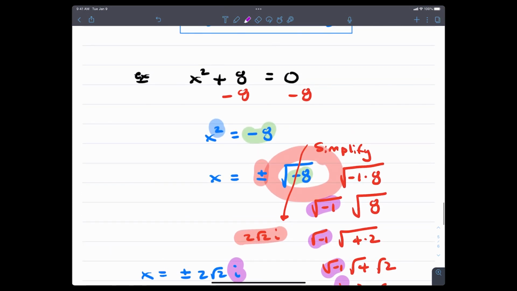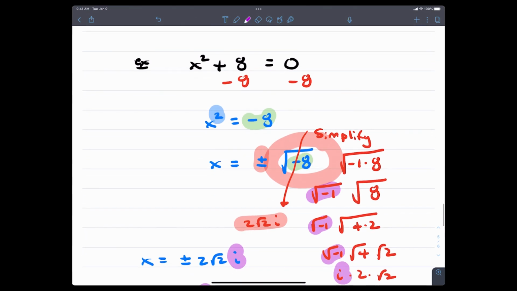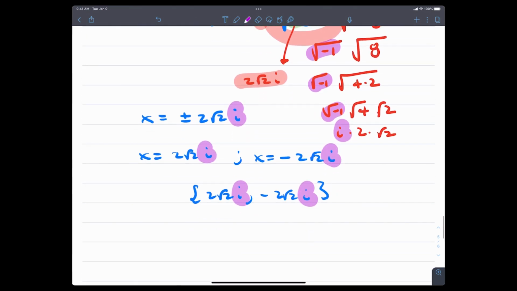So you might say, oh, okay, x squared plus 8 gives you two complex solutions. Yes, it does. You guys okay with that? Anybody have any questions on that?